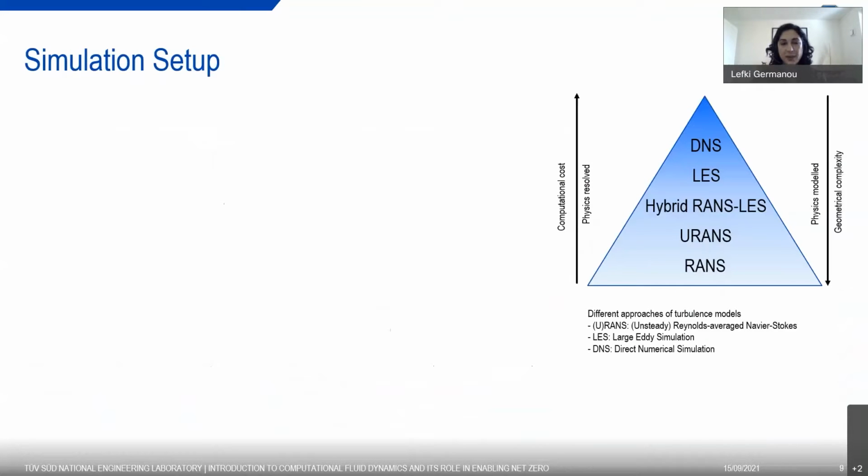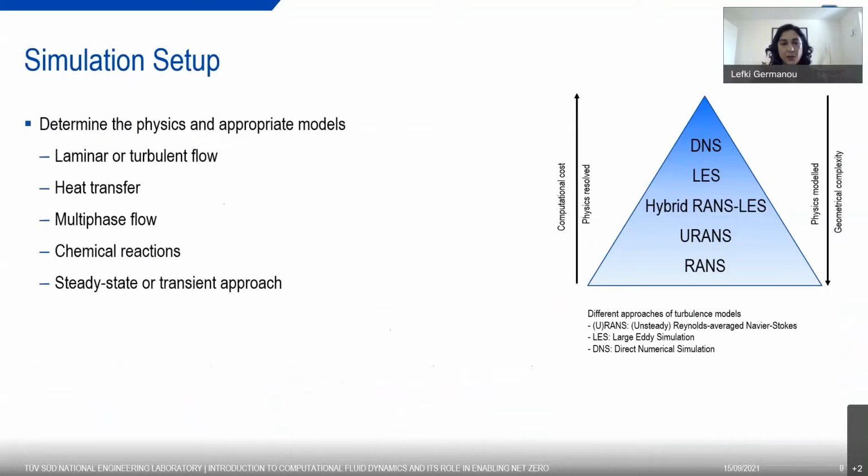Then we are ready to set up our simulation. We need to determine the physics and choose appropriate models. We need to question whether our flow is laminar or turbulent, if we want to simulate heat transfer phenomena, and if we have a multi-phase or single-phase flow. Additionally, we need to consider if we want to take into account chemical reactions, combustion modeling, and so on. And another decision we have to make is whether we will approach our problem as a steady state or transient.